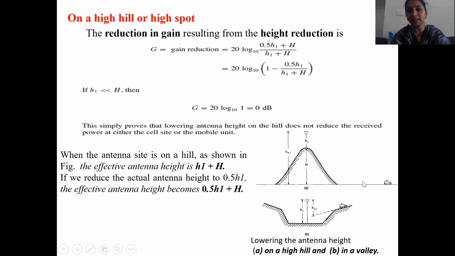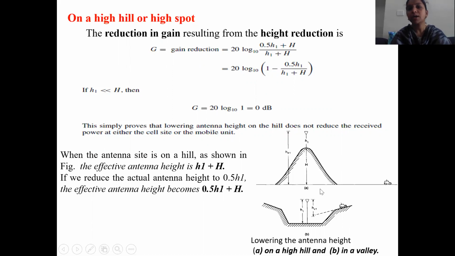Here you can see in this figure, this is the height of the hill, and this means capital H. Small h1 is the height of the antenna. The total height, capital H plus h1, is called the effective antenna height. Depending upon the position where the mobile unit is located, the effective antenna height will vary. The actual antenna height is nothing but small h1.